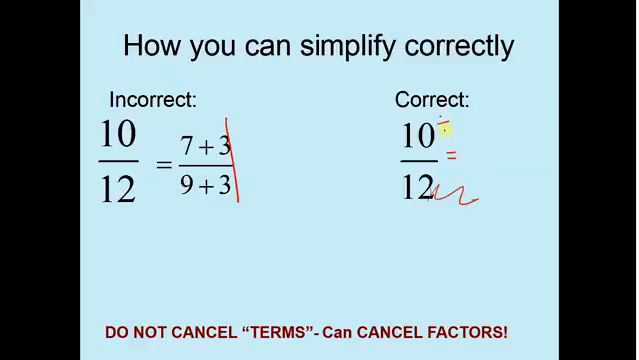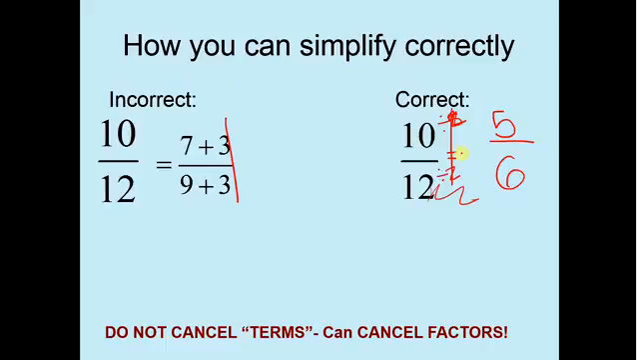How would you normally have simplified 10 over 12? Well, I can divide a 5 out, right? Or no, not a 5, a 2. You can divide a 2, right? So this would be 10 divided by 2, that's 5. And 12 divided by 2, that's 6, right? So technically, I took out a 2, divided out a factor. So you can't cancel terms, you can cancel factors.